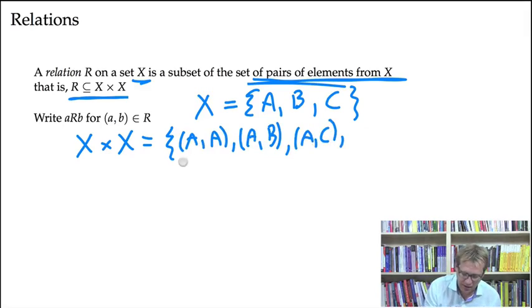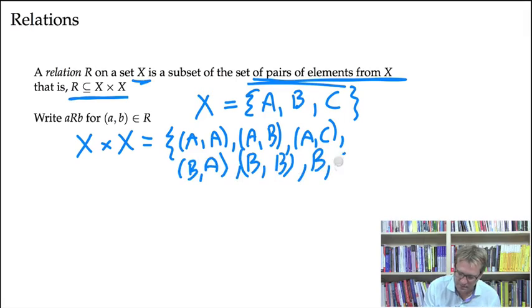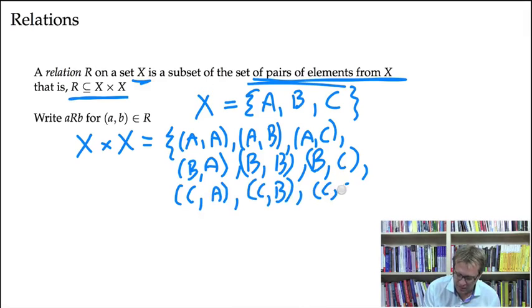Then we can pair B up with A, B up with itself, and B up with C. And finally, C can be paired up with A, C can be paired up with B, and C can be paired up with itself. So X cross X is just the set of all ways of pairing up elements in X with other elements in X. And we say that a relation is a subset of X cross X.